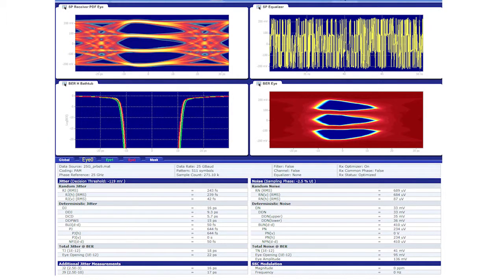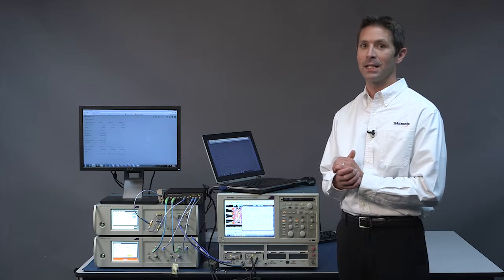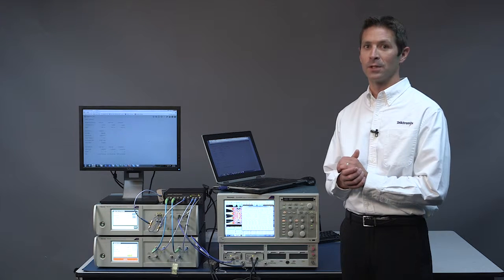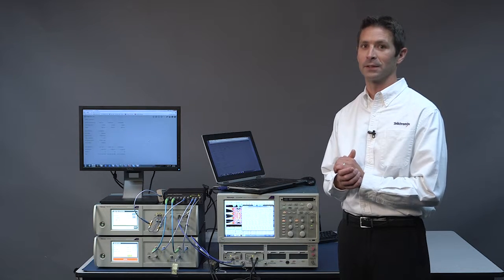Here I've demonstrated that the Tektronix pattern generator can be paired with the Tektronix sampling scope to create and analyze high-speed PAM4 signals. Tektronix also offers a 70 gig real-time scope, which can be similarly used to analyze high-speed PAM4 signals if real-time scope analysis is preferred.